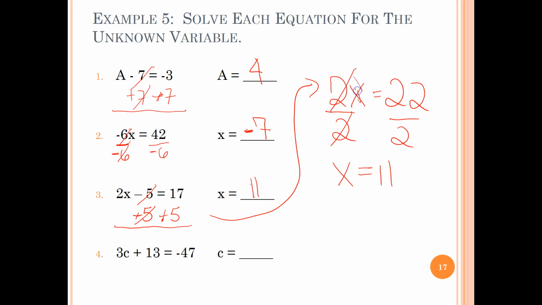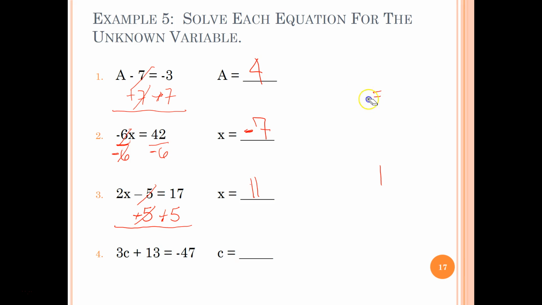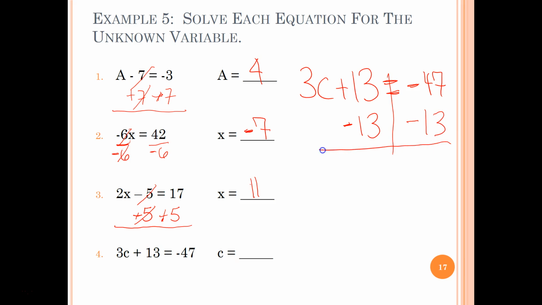All right, let's see if I can erase this stuff. And we can now work on the next example, making a little bit of space for that. All right, now here, I'm going to write it over here just so we have space. 3c plus 13 equals negative 47. So looking at both sides of that equation, I want to get that c by itself and keep it on the left. So I'm going to undo the fact that 13 was added to both sides of the equation.